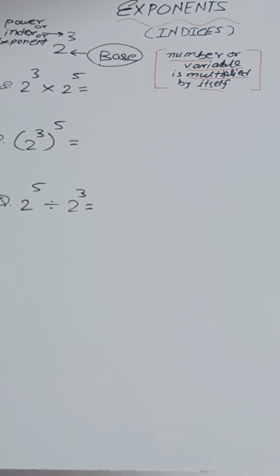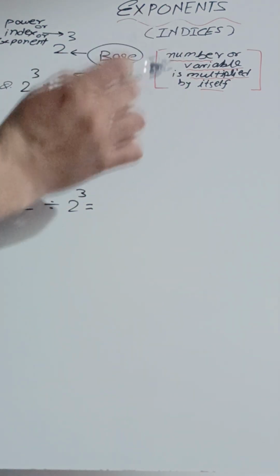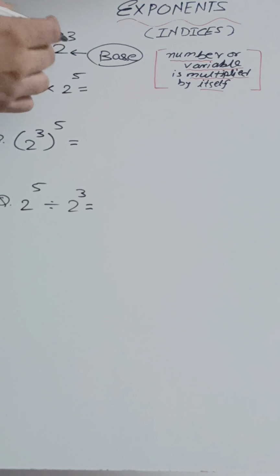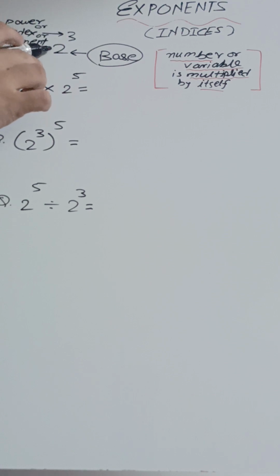So exponents or indices, index or exponent, then again power, that indicates numbers that indicate how many times a number or variable is multiplied by itself. So what is the meaning? 2 raised to power 3, which means here the base is 2, so the number, and it can be a variable, so the number is multiplied 3 times, 2 into 2 into 2. That is the meaning of 2 raised to power 3.